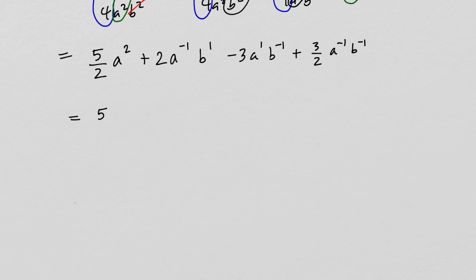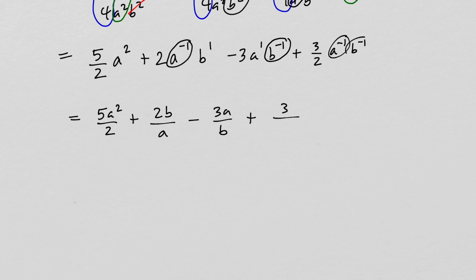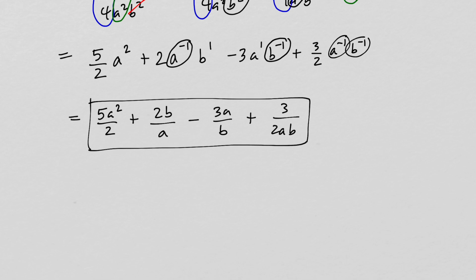So I can write this as 5a squared over 2 plus 2b, and then the a to the negative 1 is just going to drop to the denominator and become a to the positive 1. Same thing happens in the next term, except now the b drops to the bottom. And in the final term, both the a and the b drop to the denominator, making the exponents positive. And so this would be our final answer here.